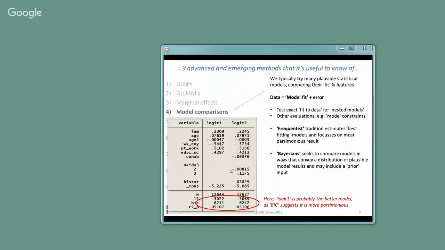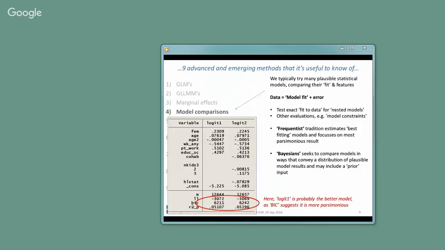In the output that I've got on the screen, I've got two different models from the Stata software, and I've got the average effects of some explanatory variables on the volunteering outcome in the first model, Logit 1, and I've added a couple more explanatory variables in Logit 2. So I've got two different models, and I can compare the relative fit of the models. The things that are circled here are various statistics that can tell us about the relative fit.